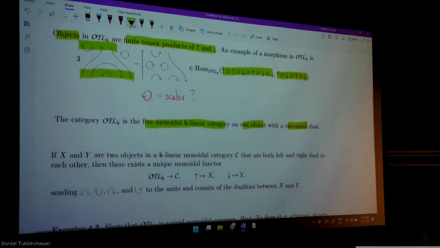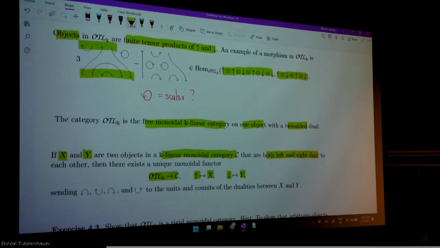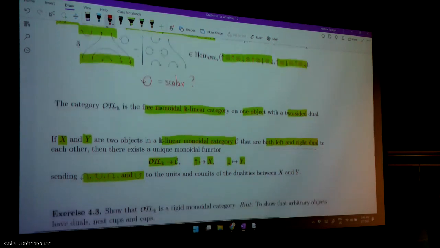Okay, so what does that mean? If you have any other k-linear monoidal category, C, and you pick two objects, X and Y, that are both left and right dual to one another, then there's a unique monoidal functor from this oriented temporally lead category to that category that takes up to X and down to Y. And it takes the cups and the caps to the unit and the co-unit of this duality, right? Because when we say that X and Y are both left and right dual to each other, we have in mind that we fix this unit and co-unit. So that's where the caps and cups are set. And so that's its universal property.